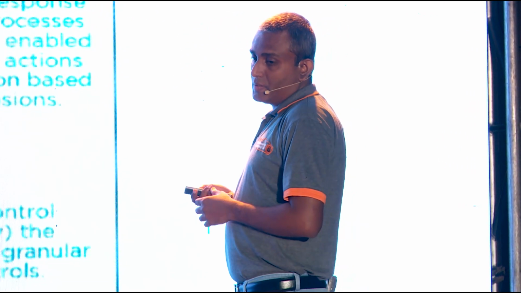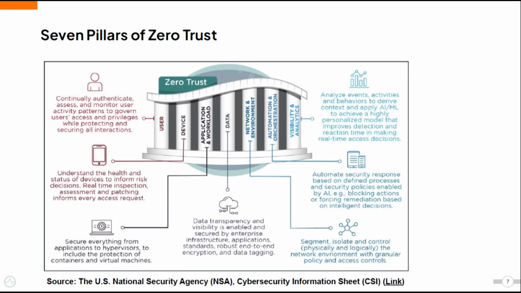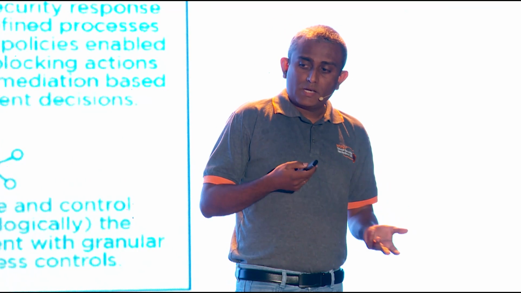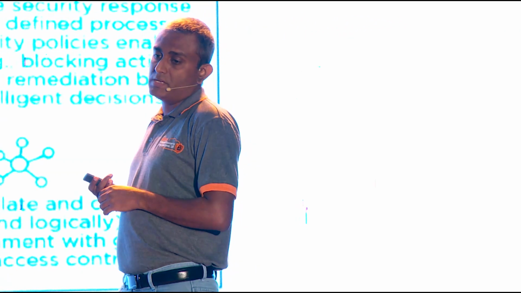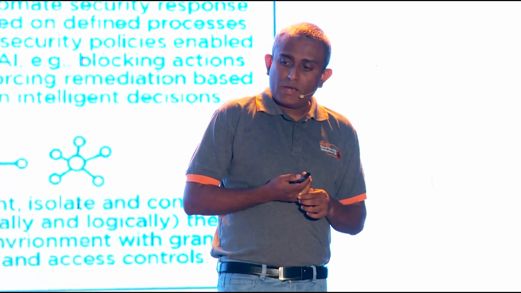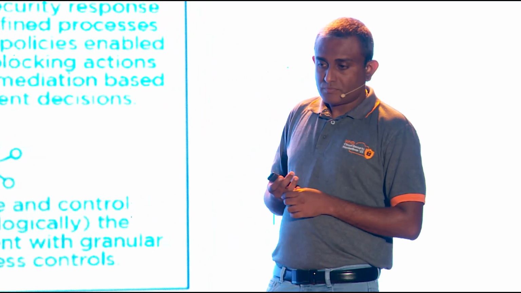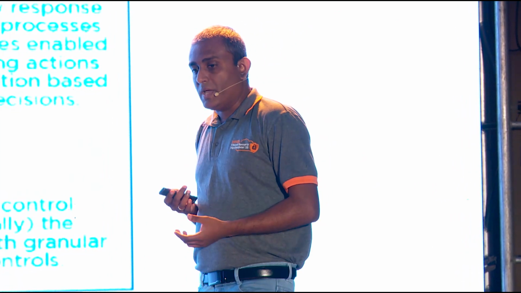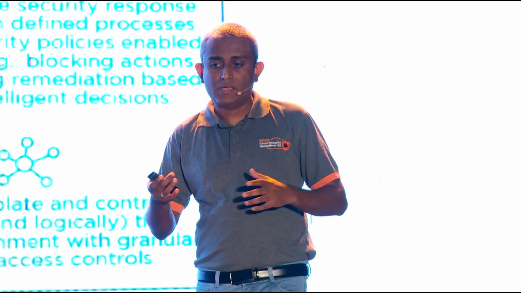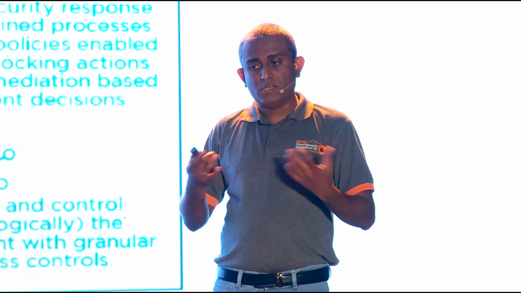Then the US National Security Agency came up with 7 pillars of zero trust architecture. It talks about 5 major pillars and then 2 foundational pillars. The 5 key pillars are users, device, application and workload, data, and network and environment. After that, we have the foundational pillars, visibility and analytics, and automation and orchestration. So in the users pillar, it's about authenticating these users and applying multi-factor authentication so that before they access, it is verified, right?